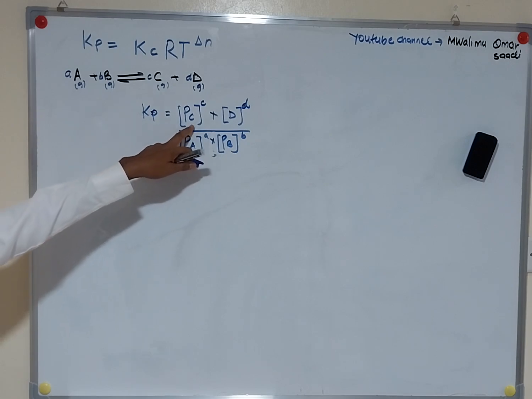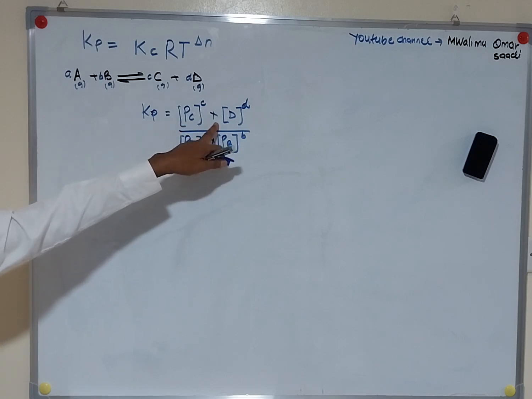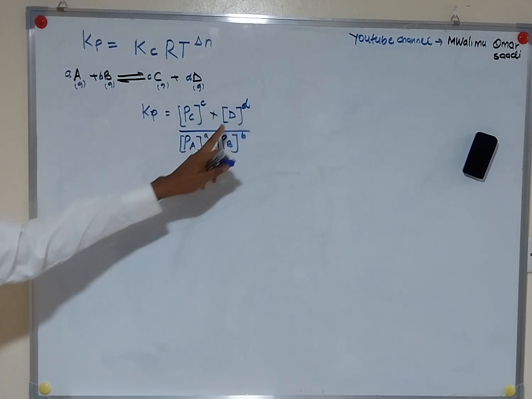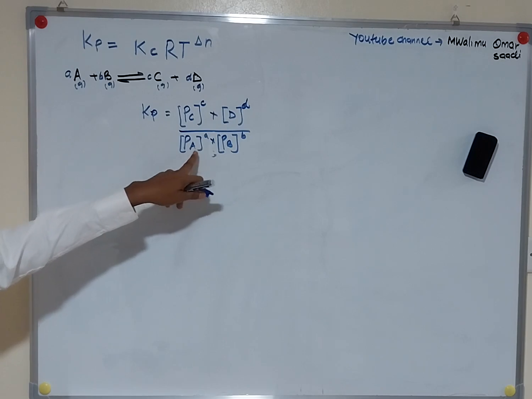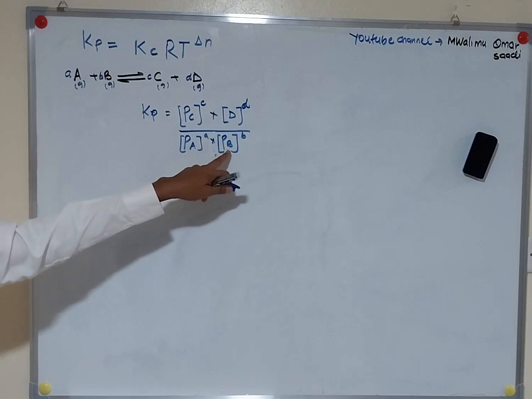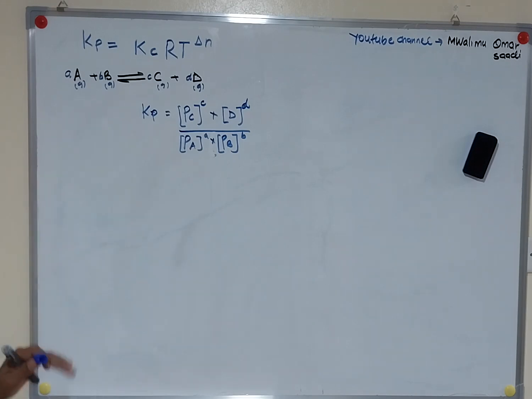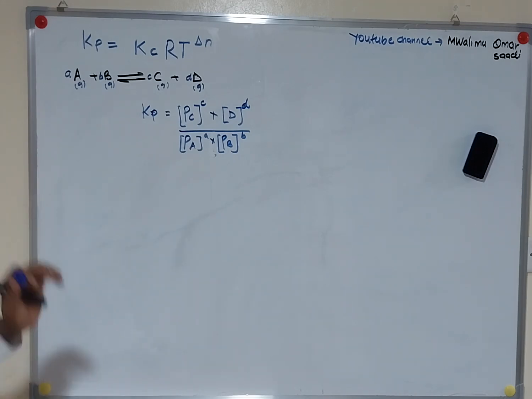So this is the expression of Kp. Kp is equal to the pressure of C raised to its coefficient times the pressure of D raised to its coefficient, all over the pressure of A raised to its coefficient times the pressure of B raised to its coefficient. So that is the expression of Kp.